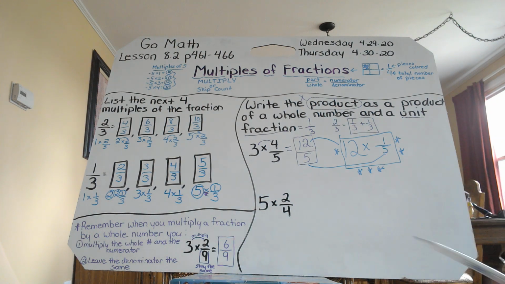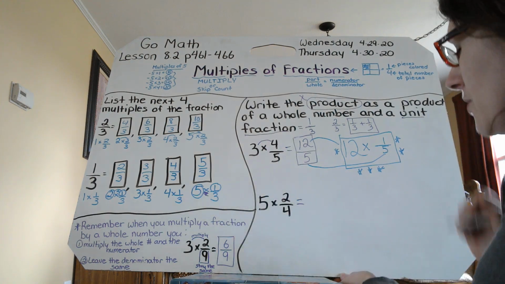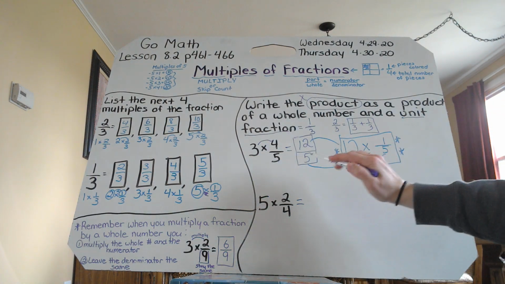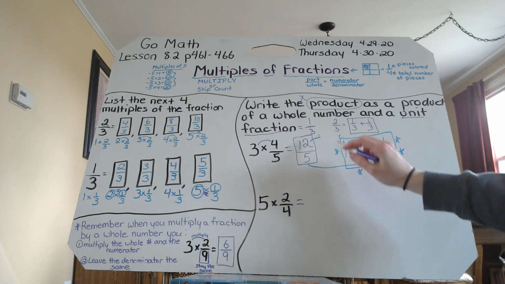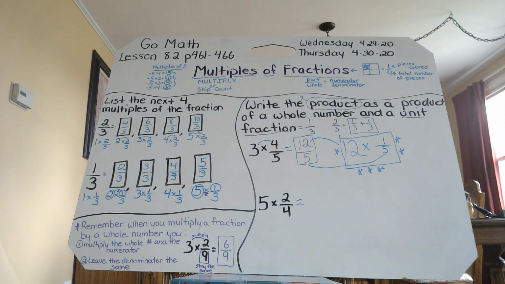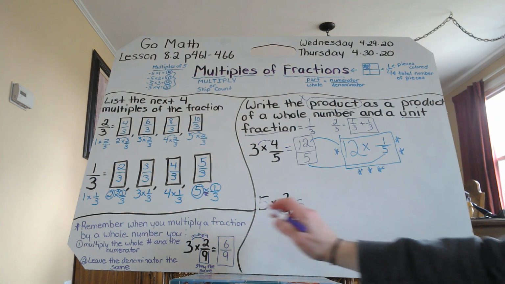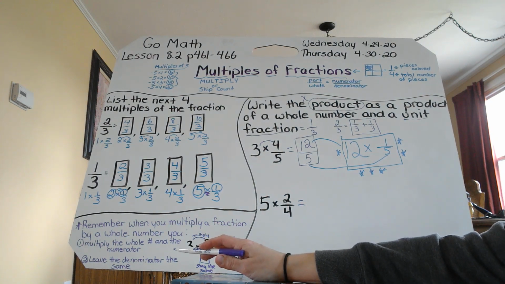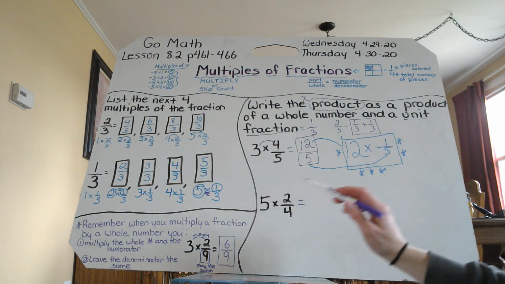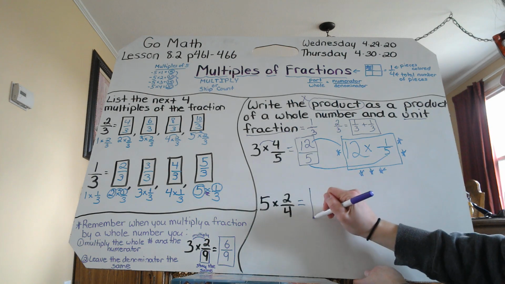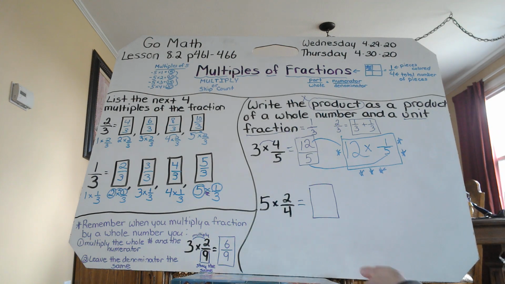So my example at the bottom, 5 times 2/4. Take 1 second and see if you can get the fraction that would go with this. I'm multiplying a whole number times a fraction. My steps are right here, so you can look back at them and see if you can just get the fraction that would go with that.